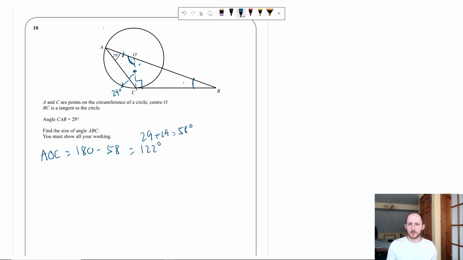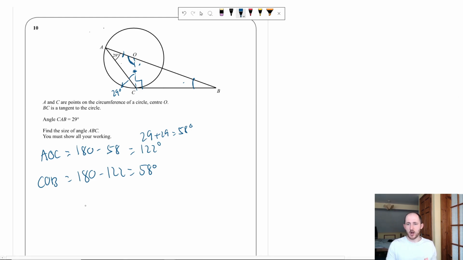Cool? Which means angle COB is equal to 180 minus 122, because again, angles on a straight line add up to 180, and that would be the reasoning. In this case, they haven't actually said to show your reasons for your working out, so I don't have to, but I'm going to say them instead. So the first one, base angles in an isosceles triangle are the same. Second line, angles on a straight line add up to 180, right? Because that would be a whole straight line.